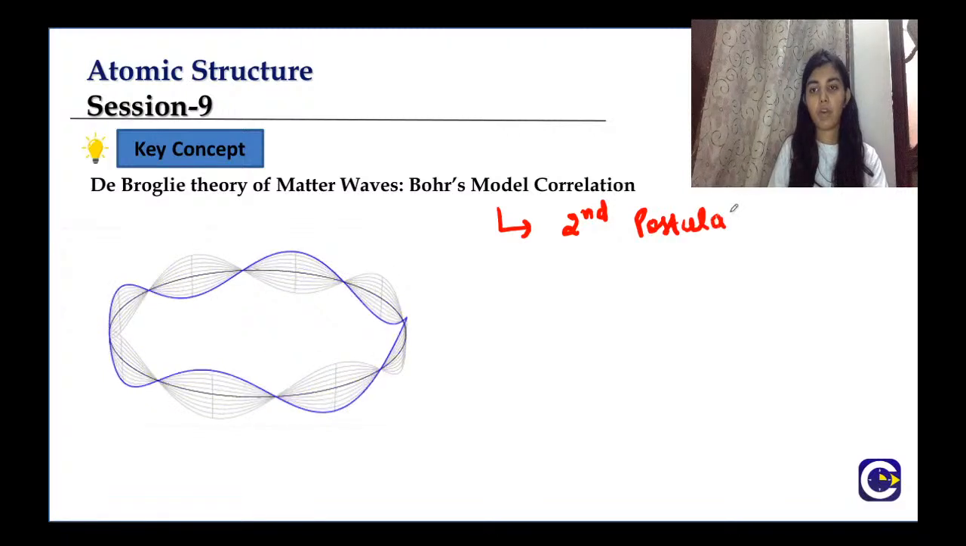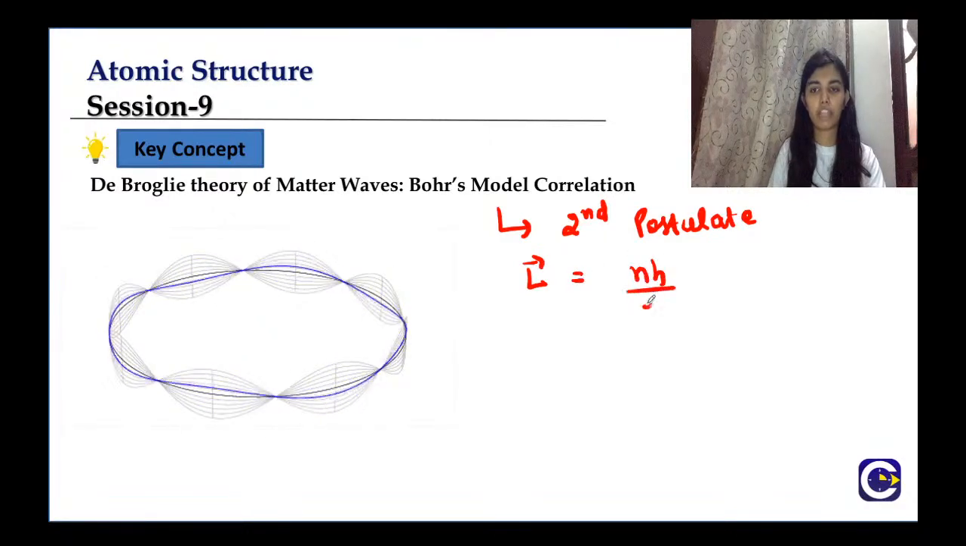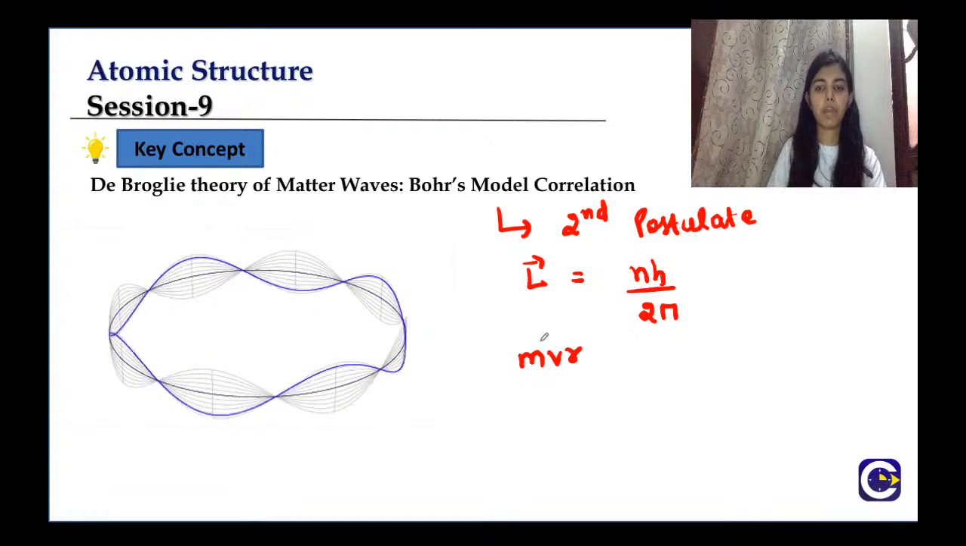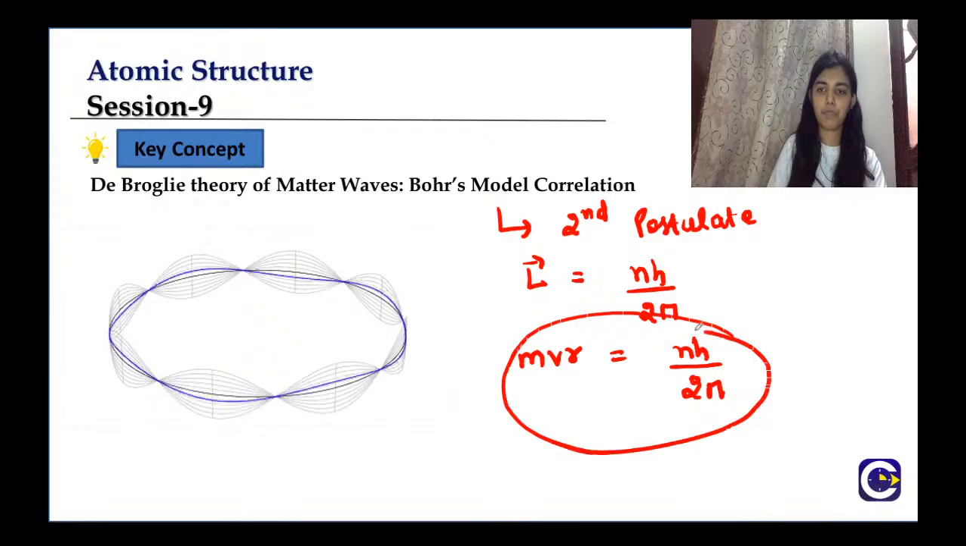What was the second postulate of Bohr's model? That the angular momentum of an object is an integral multiple of h by 2 pi, right? Or we can write it down as angular momentum, which is basically linear momentum into the length, so mvr equals nh divided by 2 pi. This was the second postulate of Bohr.